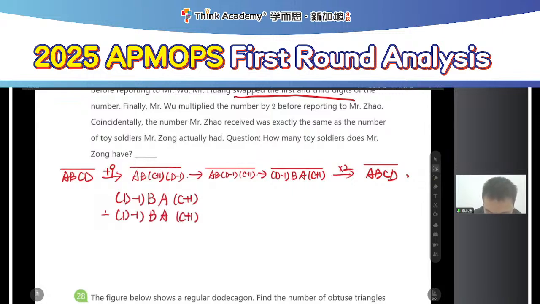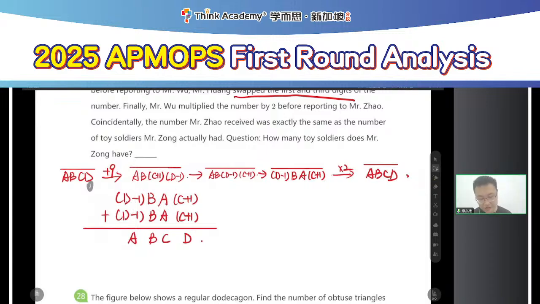The two numbers adding together make ABCD. So that's why I say D cannot be 9. Because if this is 0, then this is the 9, and then 9 should be swapped here. But obviously 9 cannot be swapped here. The first digit cannot be 9. 9 is too large, right?